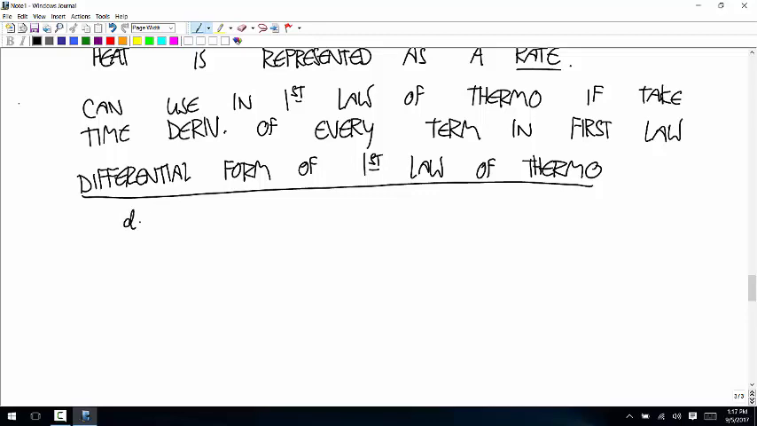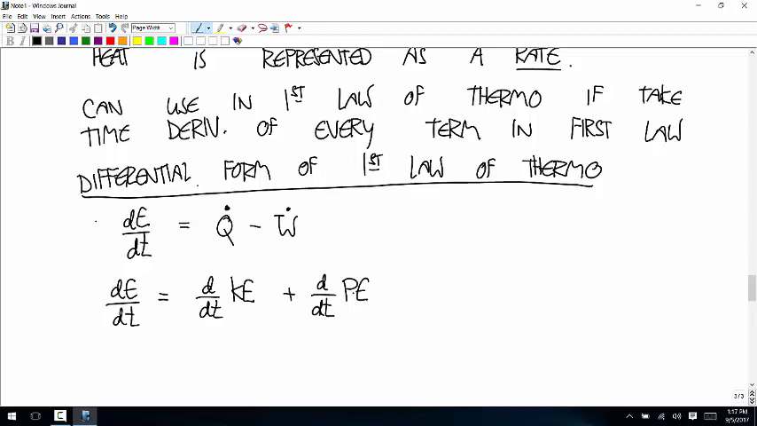So we have dE/dt, the time derivative of the total energy of the system, is equal to Q dot minus W dot. And the dE/dt, you can break that up into the time derivative of the kinetic energy plus the time derivative of the potential energy plus the time derivative of the internal energy. And this is always given with energy written with the d/dt notation, and the time derivatives of Q and W given with that dot notation.